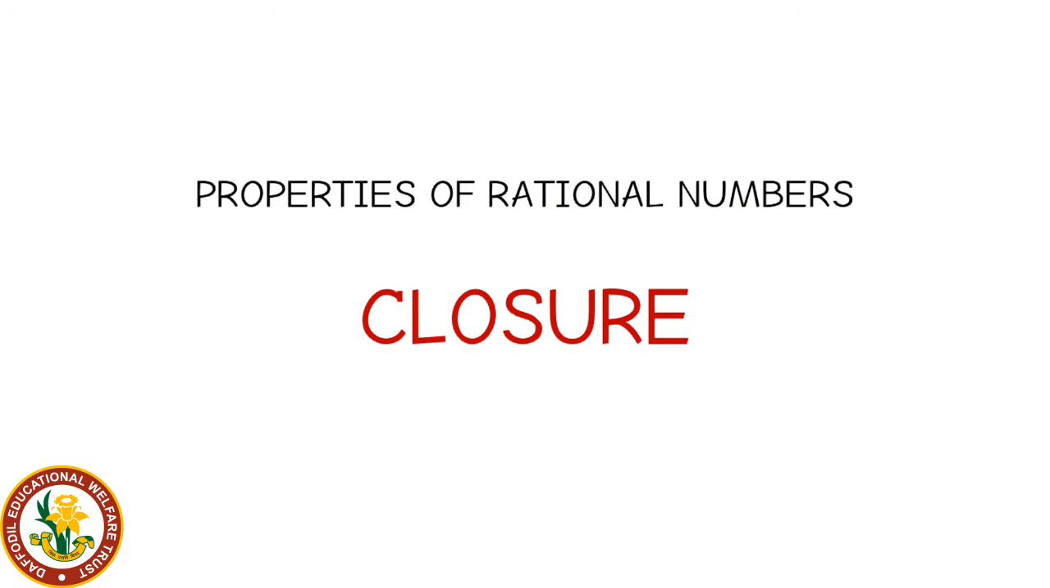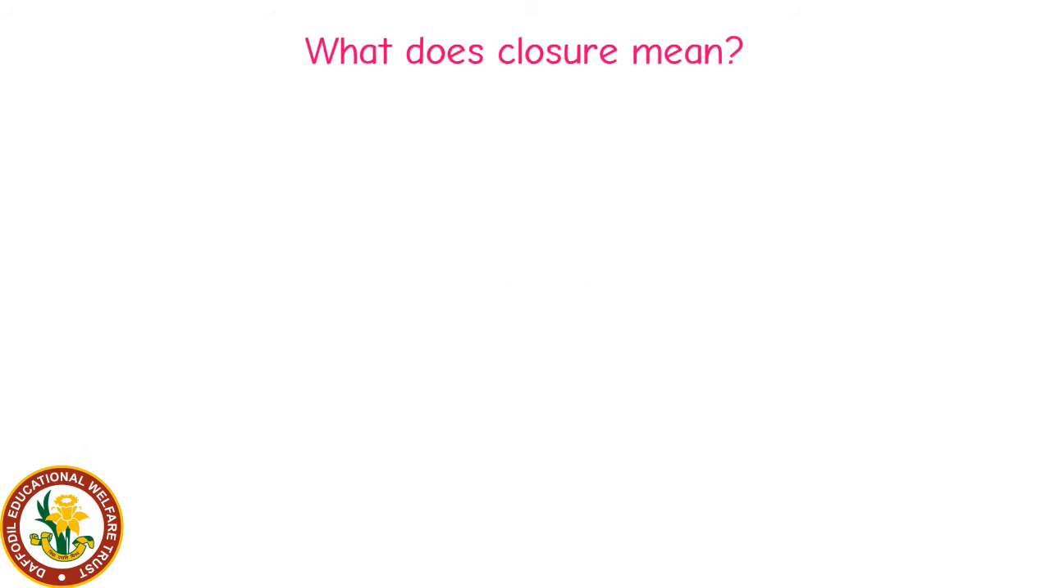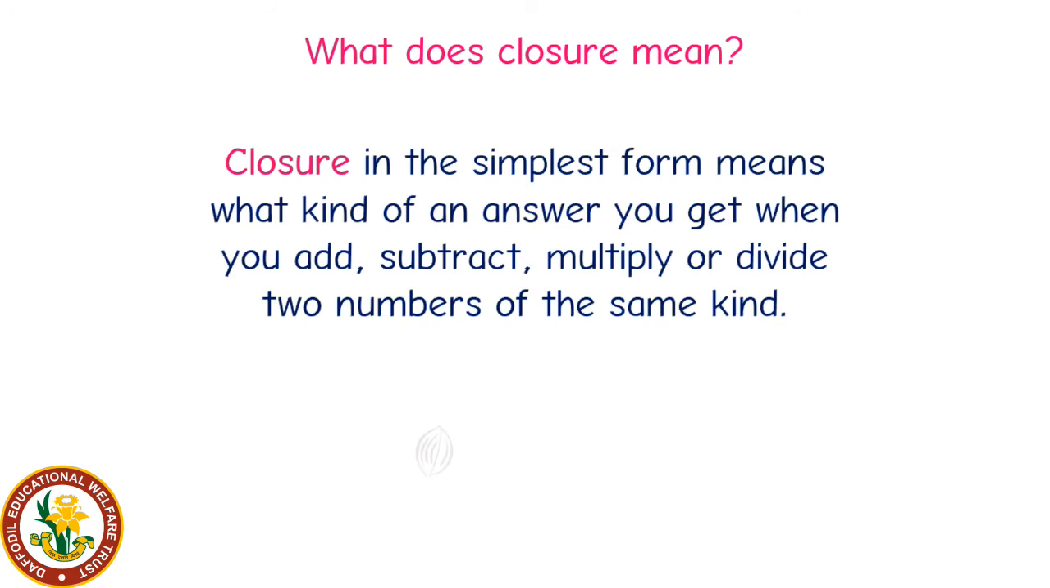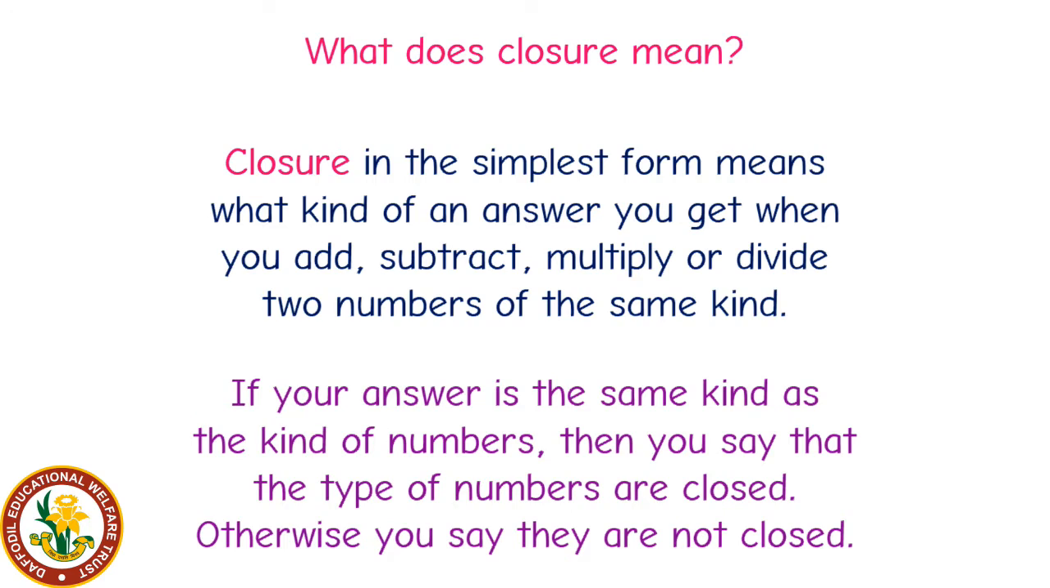Properties of rational numbers. Closure. What does closure mean? Closure in the simplest forms means what kind of an answer you get when you add, subtract, multiply, or divide two numbers of the same kind. If your answer is the same kind as the kind of numbers, then you say that the type of numbers are closed. Otherwise, you say they are not closed.